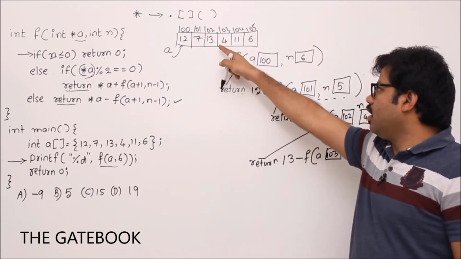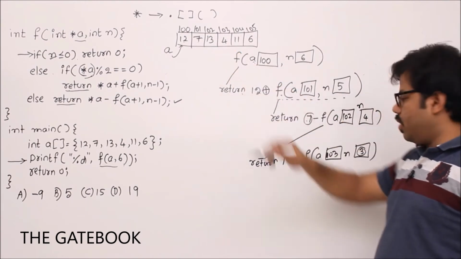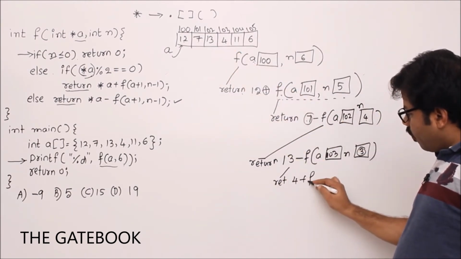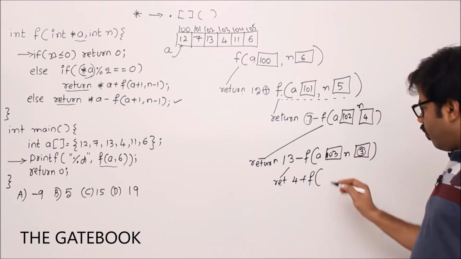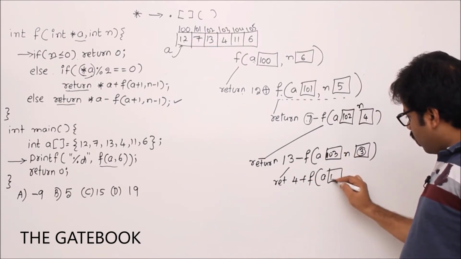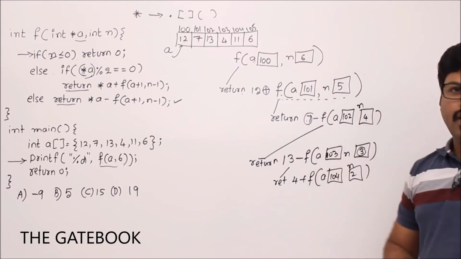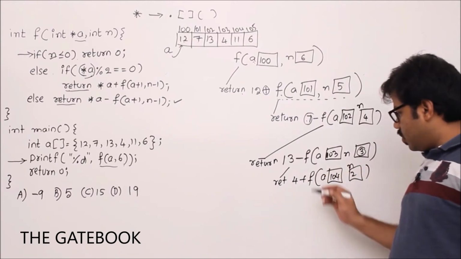So now directly go to star a. What is star a? Star 103, 4, even number. Then the logic will be return 4 plus f of a plus 1 and n minus 1. A plus 1 is 104, n minus 1 is 2. This will become n, this will become a. So again, same story.